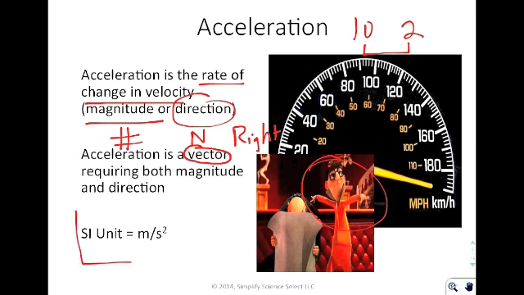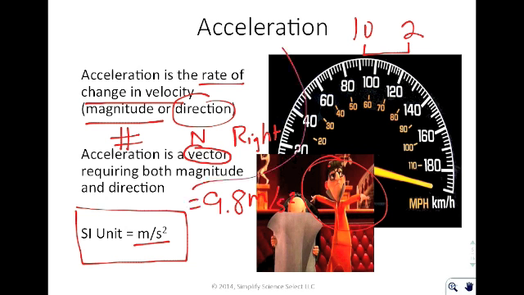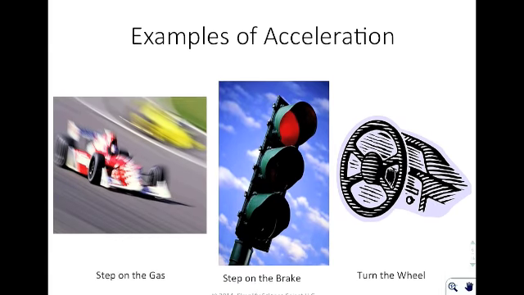The SI unit is meters per second squared. So anytime you see something in meters per second squared, like gravity, it's an acceleration. Now, a lot of people think gravity is a force. In actuality, when we refer to gravity as 9.8 meters per second squared, we're actually referring to the acceleration due to gravity.